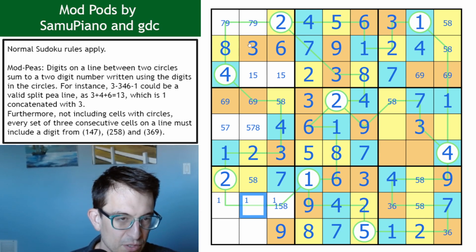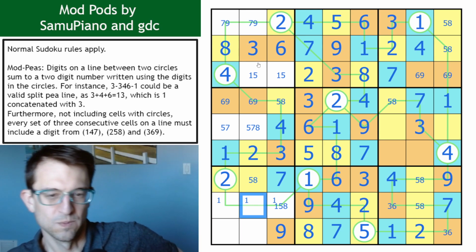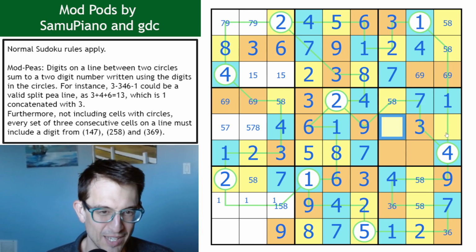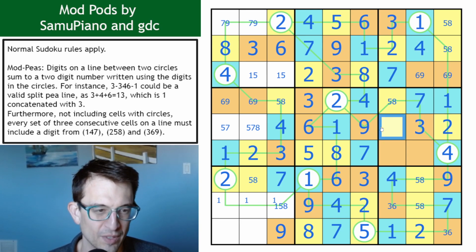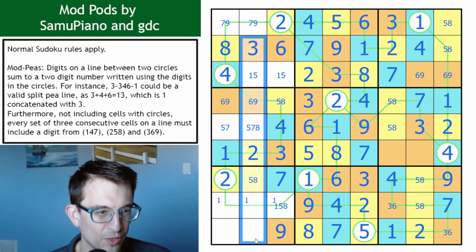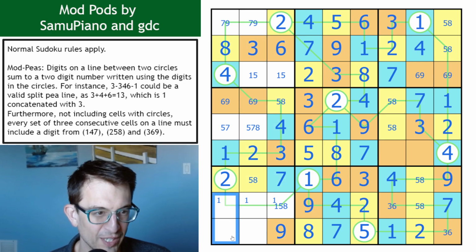I feel like we're so close, and yet, how do I finish this off? There's 2 in this row is here. How does this finish? 3. One of those is a 3. Not helpful at all.